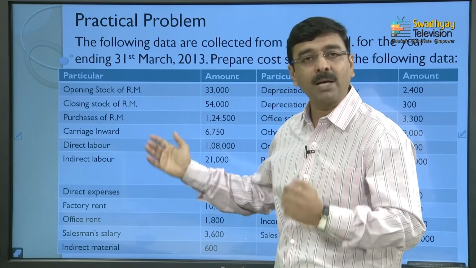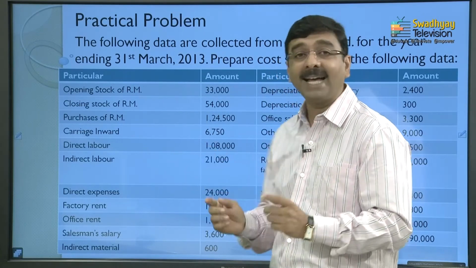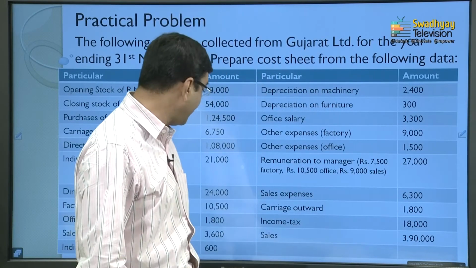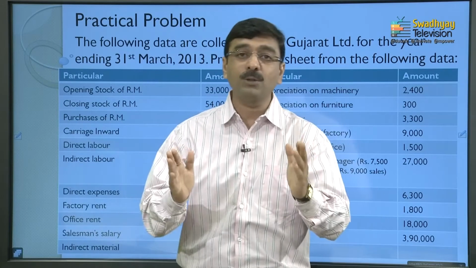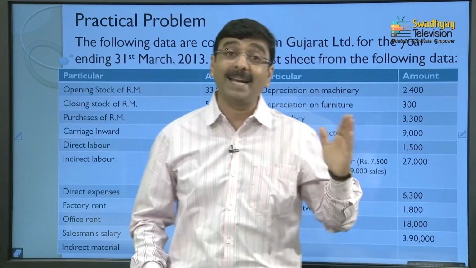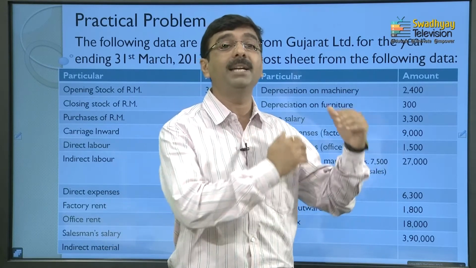Purchases will be recorded under the material consumed. Carriage inward and carriage outward, there are two items. One is carriage inward and the other is carriage outward. Carriage inward is always a purchase expense, it is always recorded under the material consumed, and carriage outward is always considered as a selling and distribution expense.